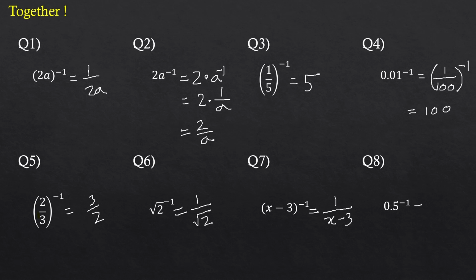How about the last question? 0.5 to the negative 1. I hate decimals. Why don't we just convert this into a fraction and then calculate it? Sounds good? So 0.5, what is that? That's a half, right? It's just 1 over 2 to the power of negative 1. Which means this should be 2. I hope negative exponents are more clear to you now. We're not done yet. We still have 2 more questions left.